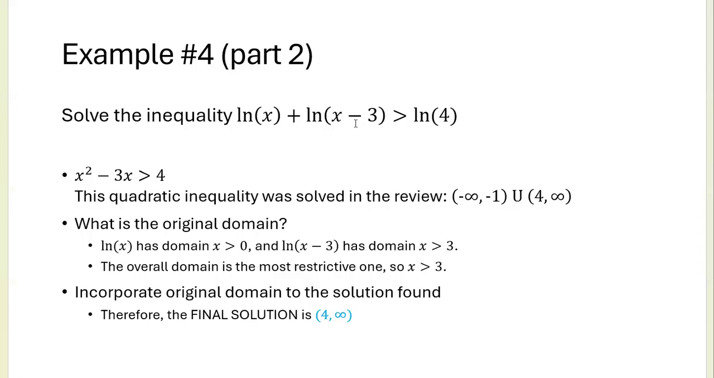That would violate this domain, but it's fine for this guy. And ln 4 is just a constant, so we don't have to worry about that. The domain is all real numbers. So the most restrictive one is x is greater than 3. So let's consider x is greater than 3 and this solution over here. Well, this over here, 4 to infinity, is even more restrictive. So this is the final answer. The final solution is 4 to infinity.